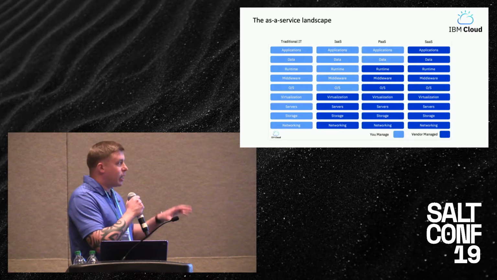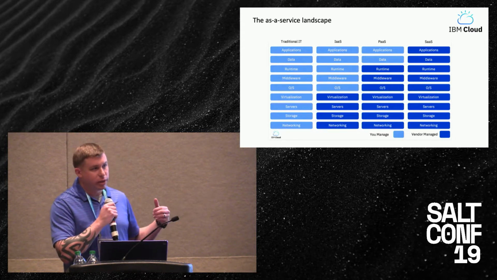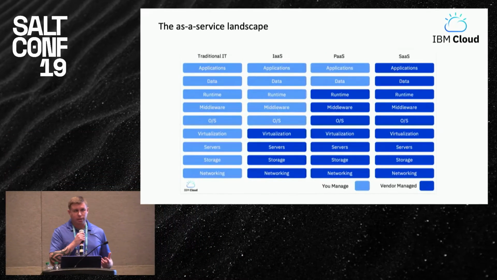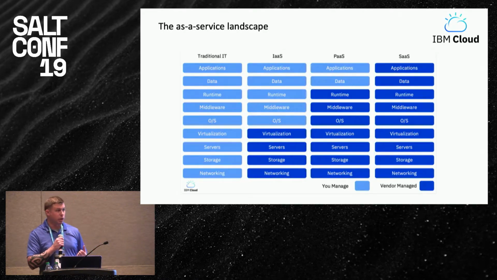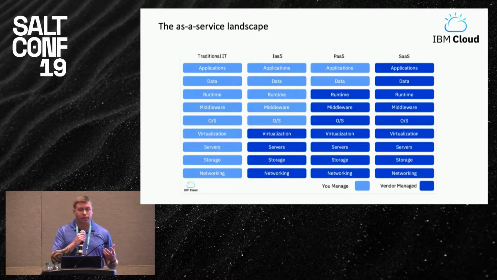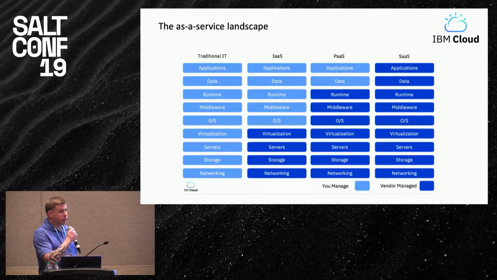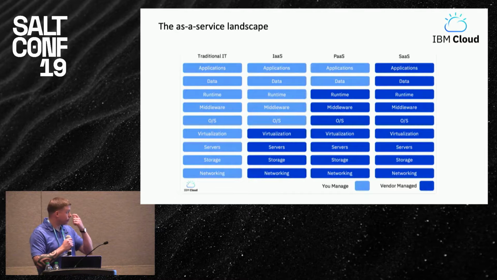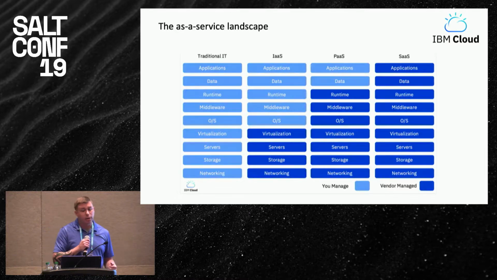So this is the as-a-service landscape. If you've ever heard of IaaS, PaaS, SaaS, this describes what that really means. Here in the first column, this is traditional IT infrastructure. These are companies that own and operate their own data centers, their own infrastructure itself. Then as you move into the as-a-service column, you start with infrastructure as a service. These are things like networking, storage, servers, virtualization. IBM Cloud is really big on bare metal servers, for example, and things like that.